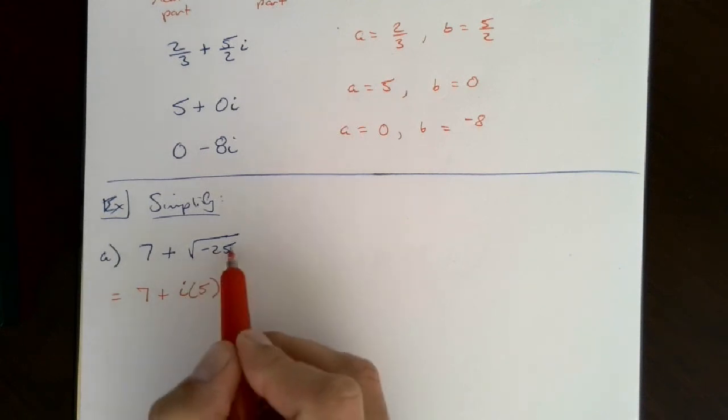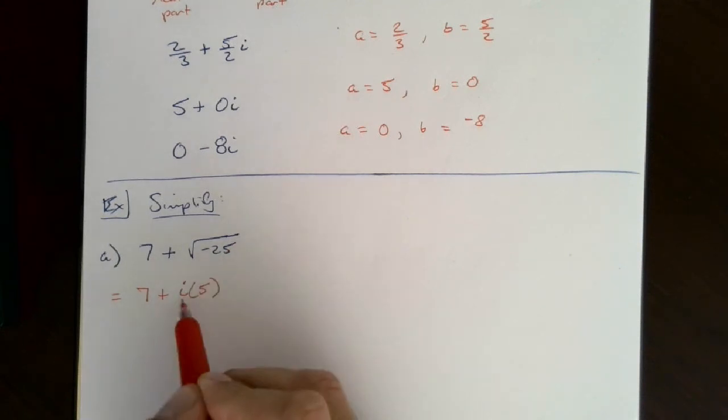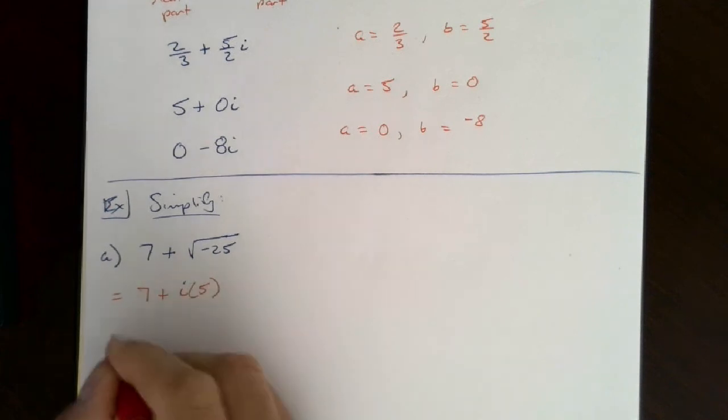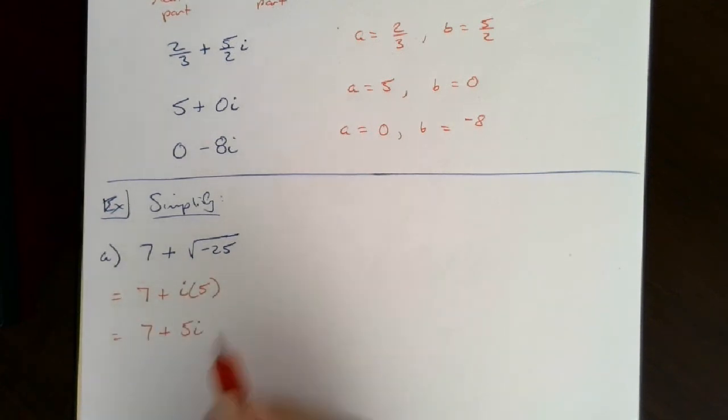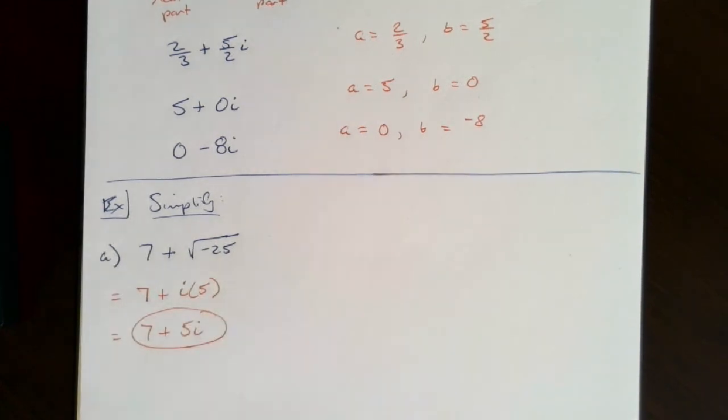But the square root of negative 1 that you could factor out becomes I times 5. So this is really 7 plus 5 times I, which is 5I. And remember, you can't combine these, they are not like terms. So the complex number we have is 7 plus 5I. The real part is 7. The imaginary coefficient b would be 5.